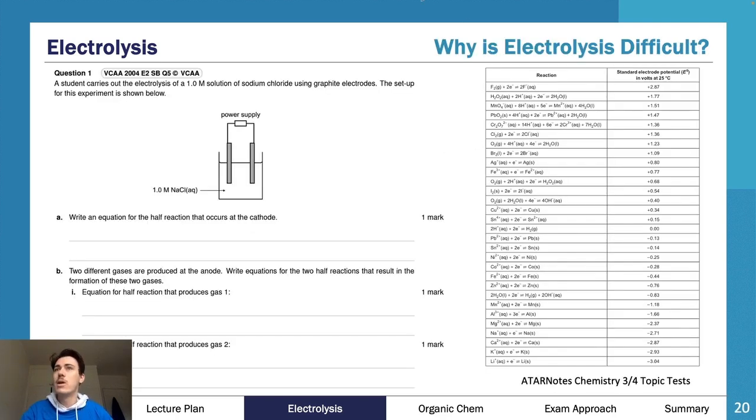All right, so this is what I wanted to talk about. This has been adapted from a VCAA paper. We have gone through and done it ourselves. I've given you the new data booklet as well, the new electrochemical series. I want to update on this one. Didn't update on the other one for some reason.